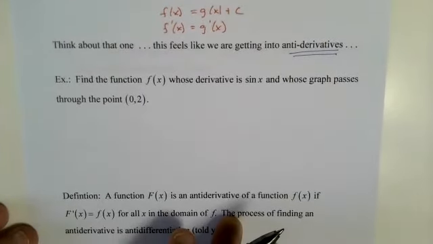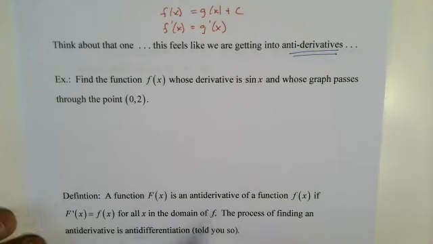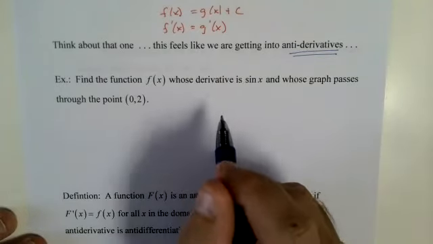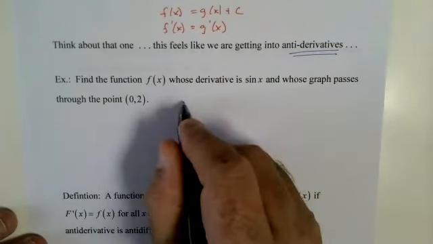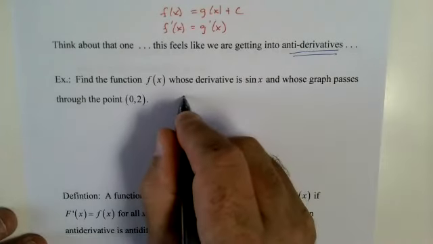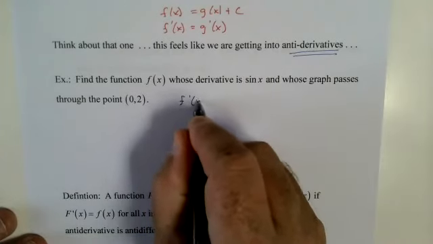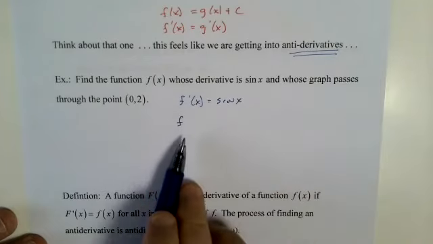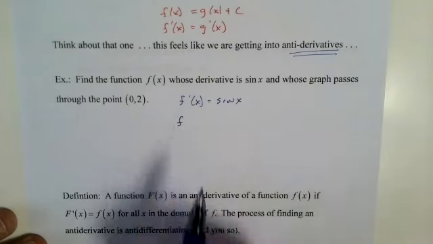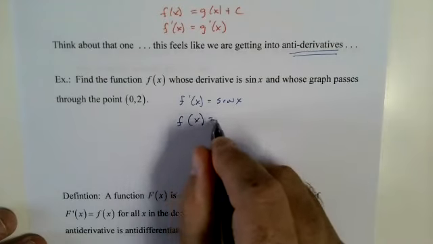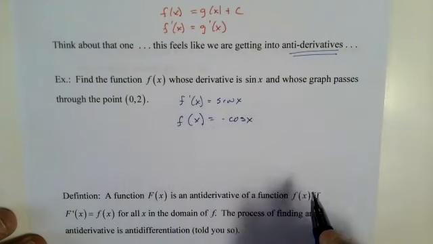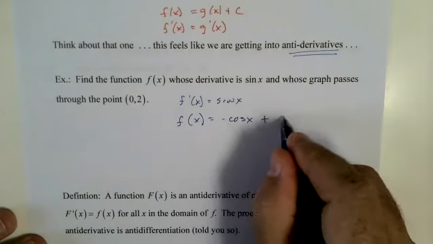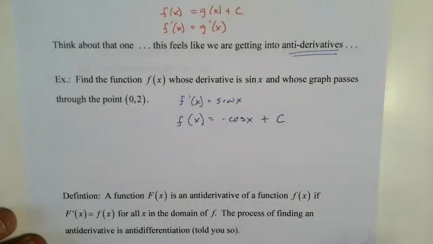So find the function whose derivative is sine of x and whose graph passes through the point (0, 2). Well, I happen to know that if f prime of x equals sine of x, then the function, and we usually would capitalize this to indicate that we're doing something else, is negative cosine of x. Yeah, but it might have some constant there. We don't know.